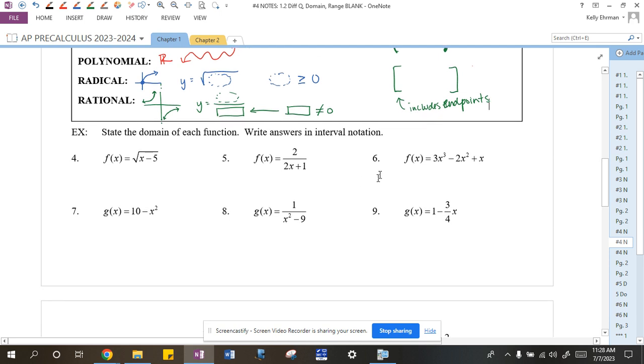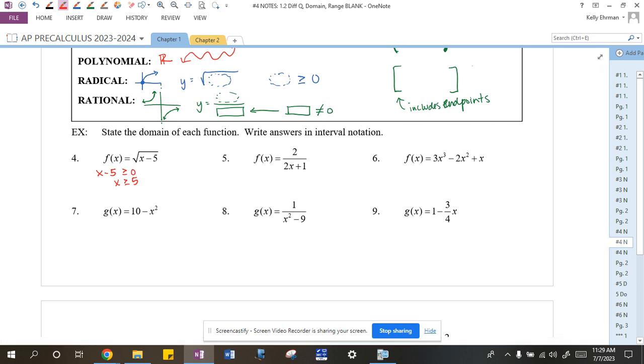State the domain of each function, write answers in interval notation. So this is a square root function. My rule for square root functions, not my rule, the rule, is that x minus 5 needs to remain greater than or equal to 0. Solve this little linear inequality just by isolating x, add 5 to the other side. As long as we pick x values greater than or equal to 5, we'll get real number outputs.